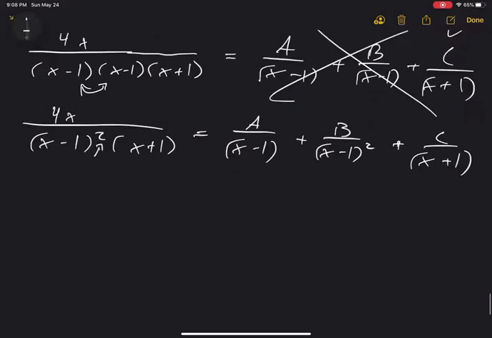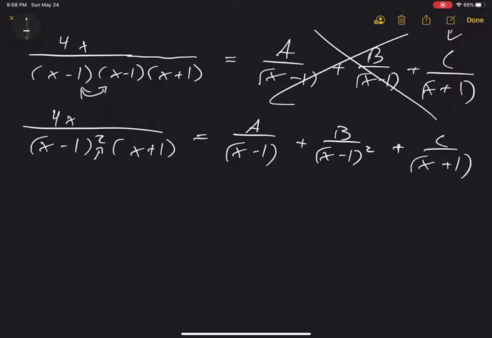And let's see another quick example. Let's say I had 7 over, to get a little variety, let's say x minus 4, and let's say it's to the power 3.